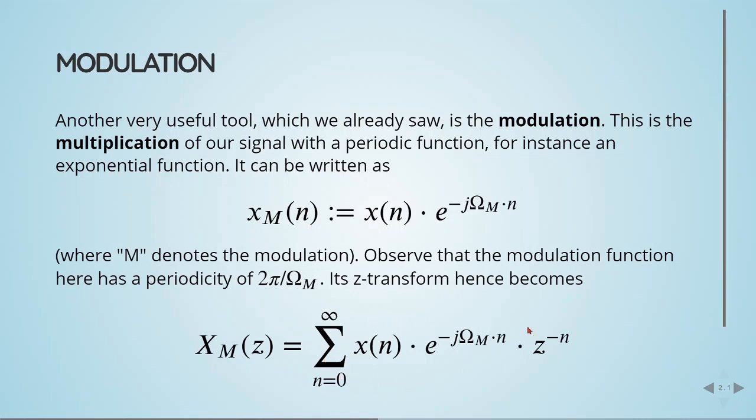We have our signal, we have the periodic function, this exponential, and then we have z to the power of minus n.